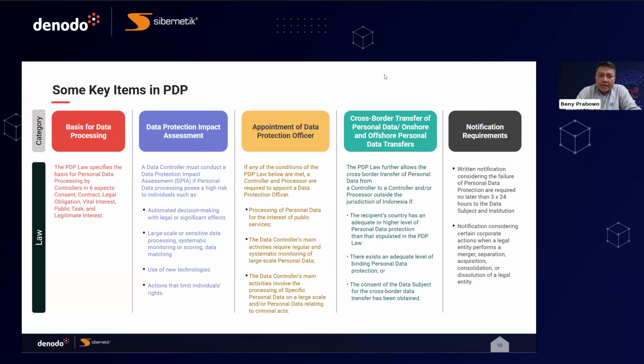Finally, there are strict notification requirements. Organizations must notify the data subject and the authorities within 72 hours in case of a personal data breach. Notification is also required if there is a corporate action like a merger or acquisition involving personal data. So yeah, that's why PDP plays into the data governance process here.